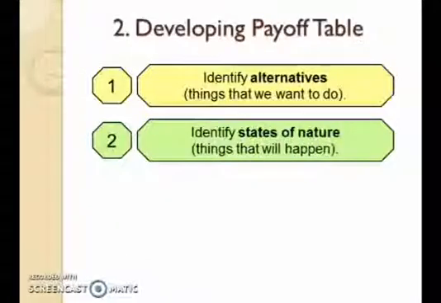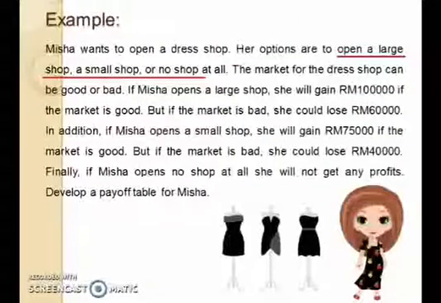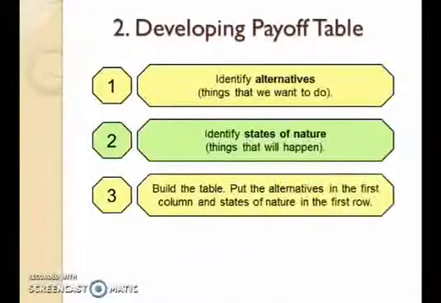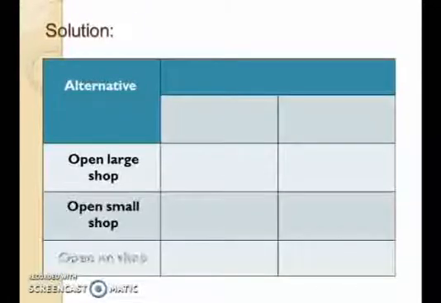After we have identified the alternative, we need to identify states of nature. It says that the market for the dress shop can be either good or bad. These are the things that will happen. That is the outcomes that Misha has no control over. So these are the states of nature. After we have identified states of nature, we need to build the table and put the alternative in the first column and states of nature in the first row. So the table looks like this.